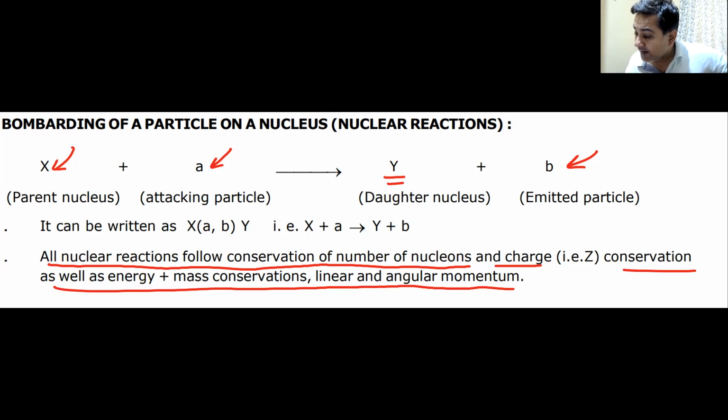In any reaction, you have to conserve atomic number, mass number, and charge. Mass number on this side should be same as mass number on that side. Atomic number on this side should be same as atomic number on the other side. Charge on this side should be same as charge on the other side. Do you understand this?